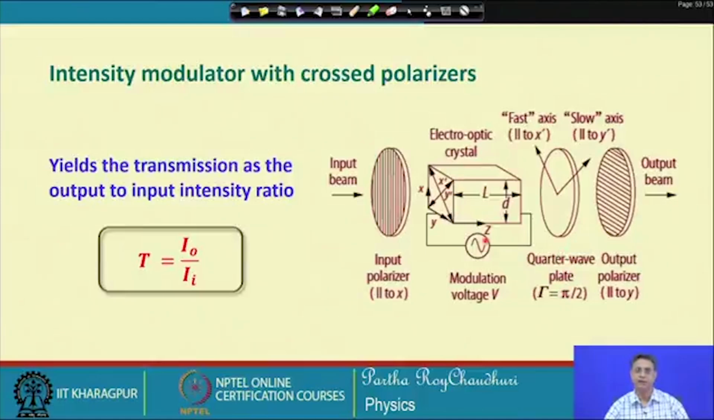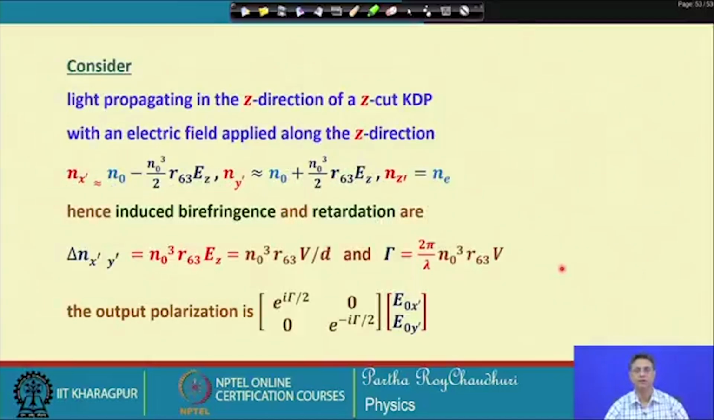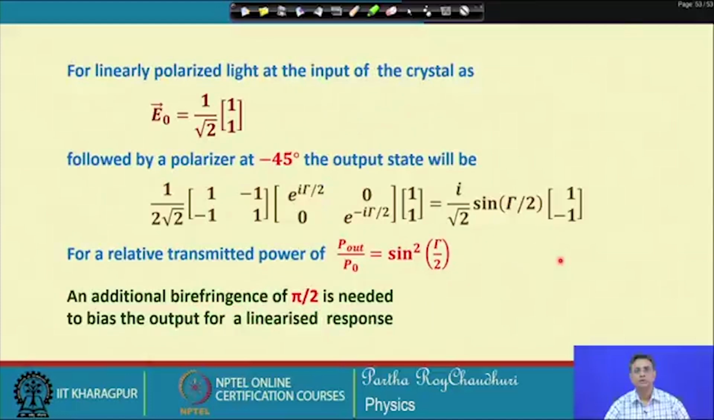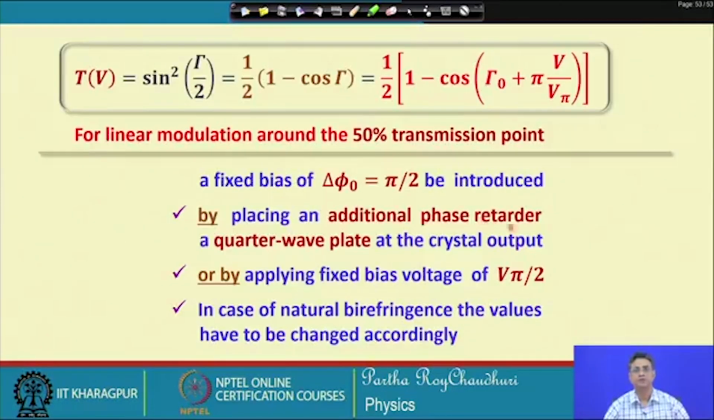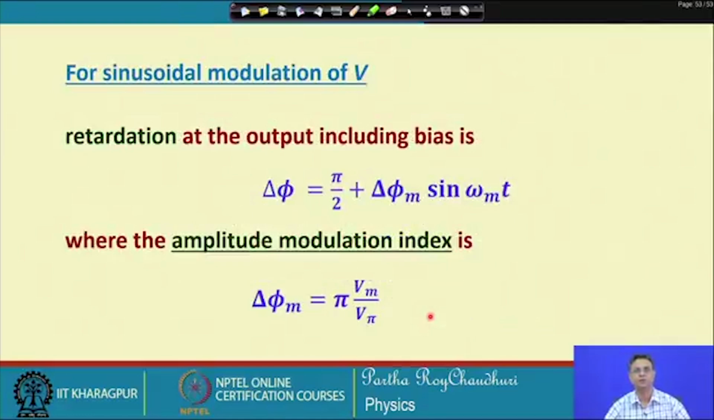It can be done by applying an additional voltage, but we will see that the disadvantage is it requires very high voltage. So, this can be achieved by putting an additional phase retarder in the form of a quarter wave plate, or by applying a fixed bias voltage equal to V pi by 2. In the case of natural birefringence, the values have to be changed accordingly, depending on the magnitude of the natural birefringence.